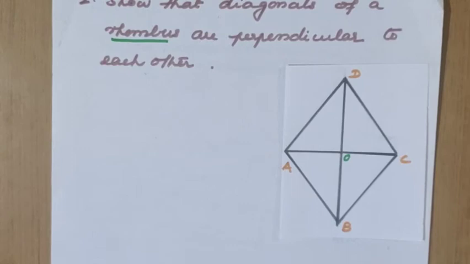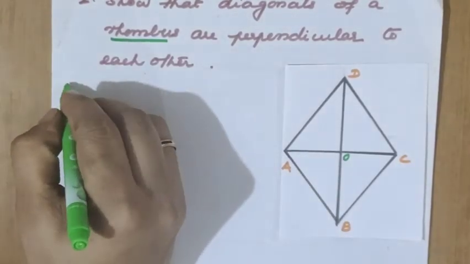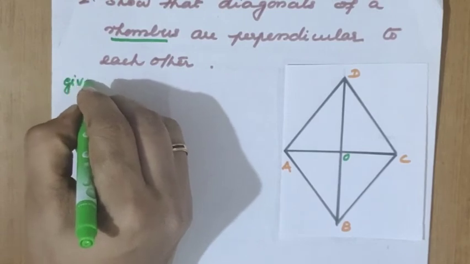And quadrilateral is not easy to remember always because in each question the proof is different. The second question: show that the diagonals of a rhombus are perpendicular to each other. So given ABCD is a rhombus.